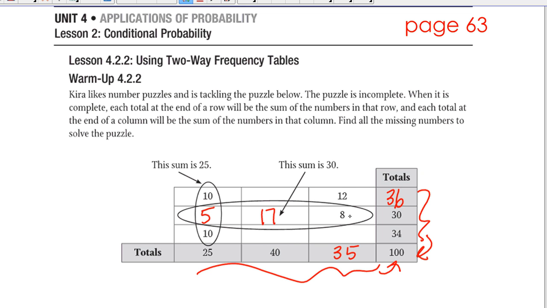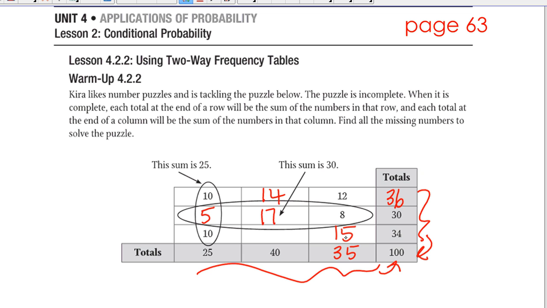So then 12 plus 8 is going to get me to 20. I'm going to need 15 more to get to the total of 35 here. And now these I can do based upon their rows. 10 plus 12 is 22. I need 14 more to get to 36. And then you could do this based off of column or row.